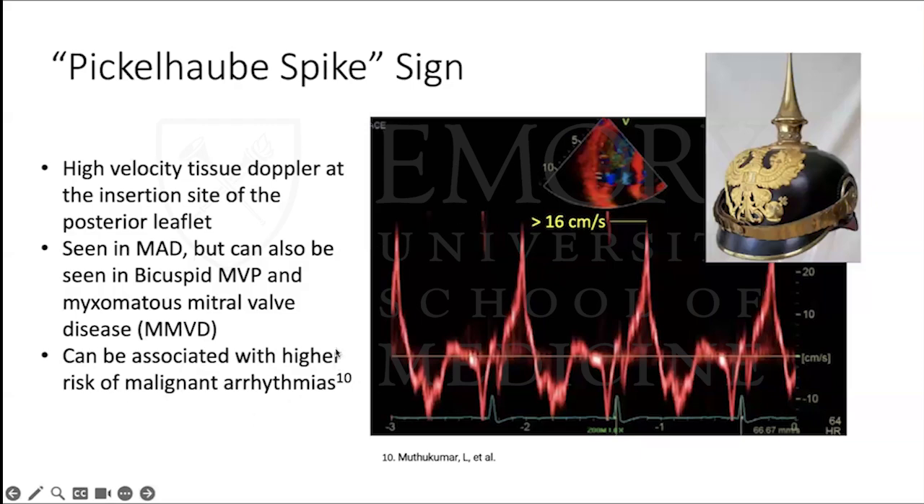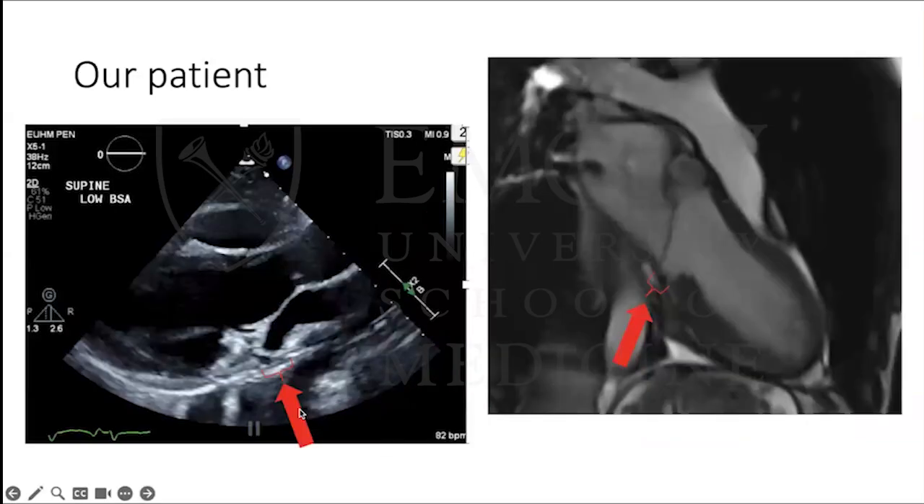This also wasn't talked about in the guidelines, which we'll get into in a second, but it can be associated with a higher risk of malignant arrhythmias. This sign alone, the increased tissue velocity, is indicative of higher degrees of arrhythmia.